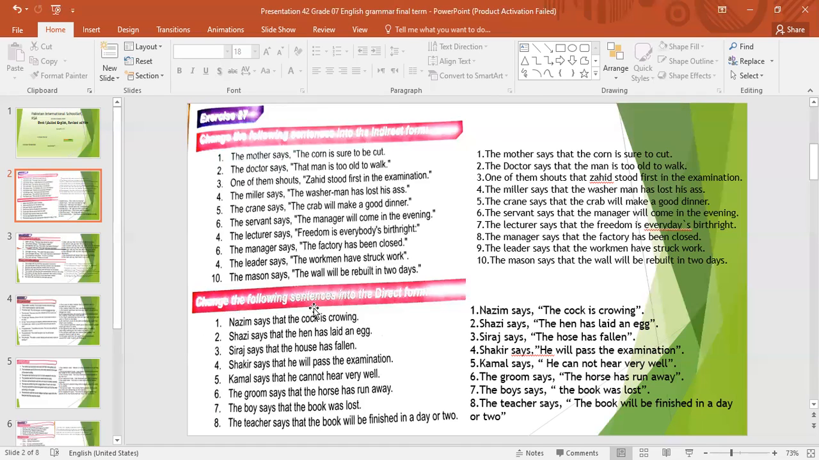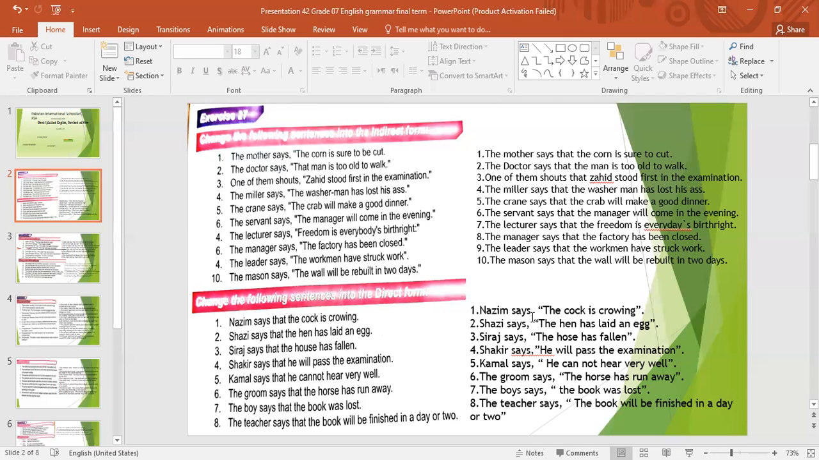Change the following sentences into direct speech. Dear students, here the direct were given and indirect demanded. Here indirect are given and the direct sentences are required. So let's see the sentences. Nazim says that the cock is crowing. So here too, this is indirect speech, because there are no inverted commas. So we will change them to direct speech.